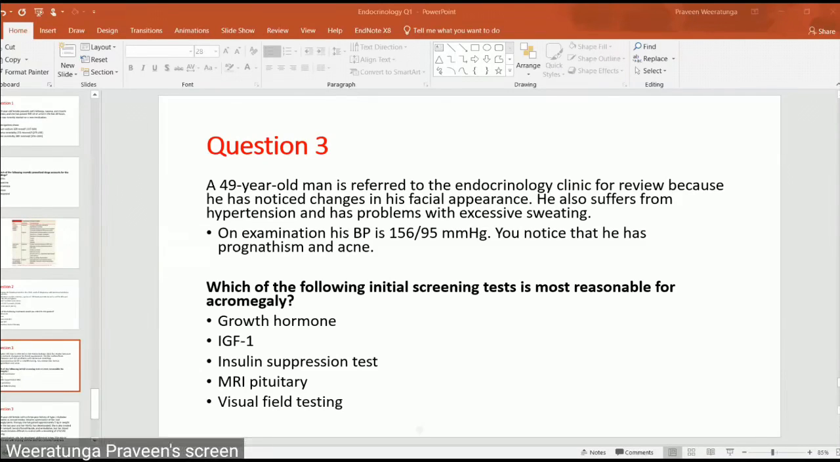Pituitary adenoma and Cushing syndrome, all of them are Cushing's. In pituitary adenoma, ACTH is increased. So these are all ACTH dependent. Iatrogenic is ACTH independent. All are Cushing's, right? Everything is Cushing's.